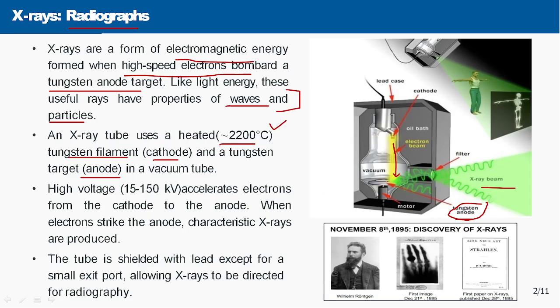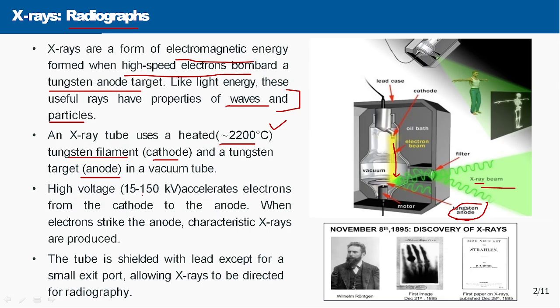So once it has been heated, when this high speed electron beam is hitting the anode, they will generate some beams, and those energy beams will fall in the frequency range of X-ray in the electromagnetic spectrum.